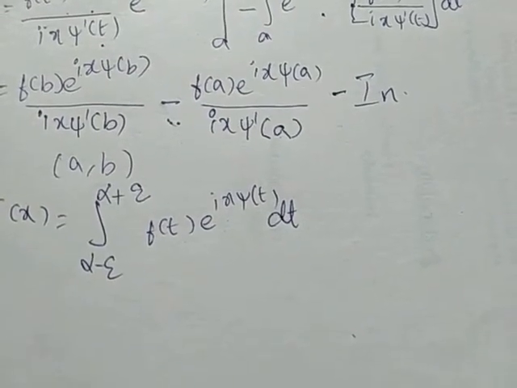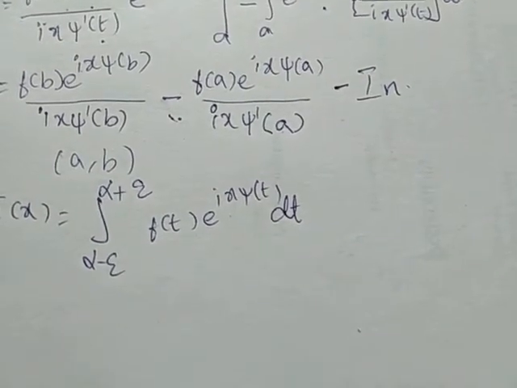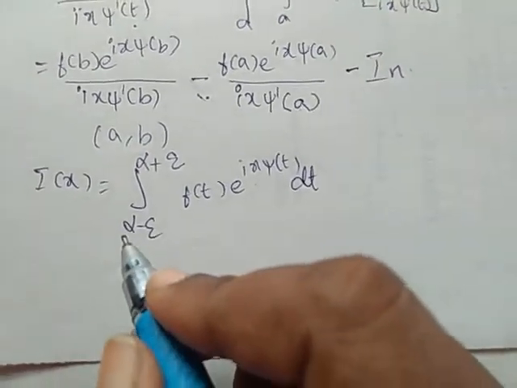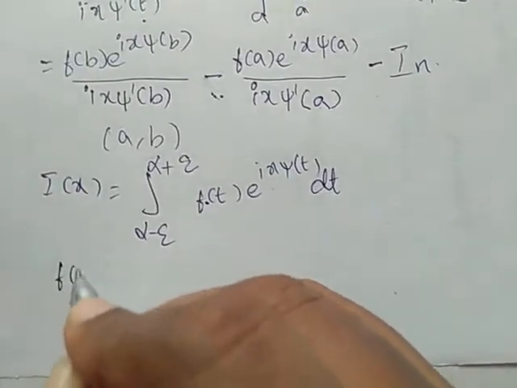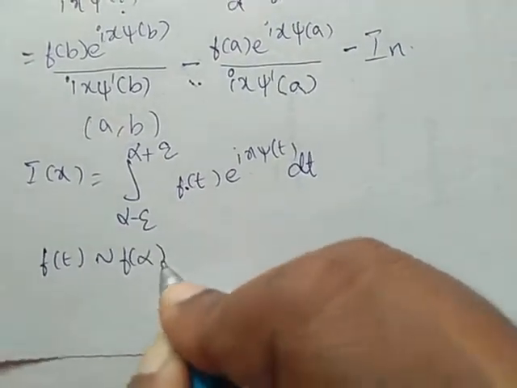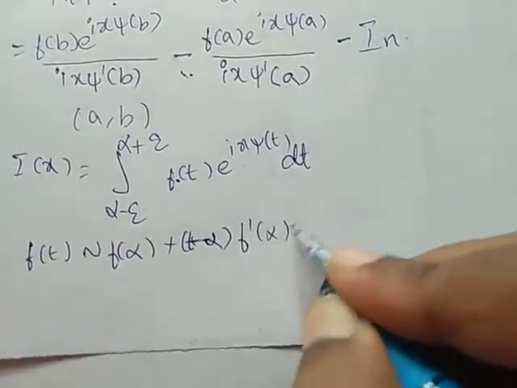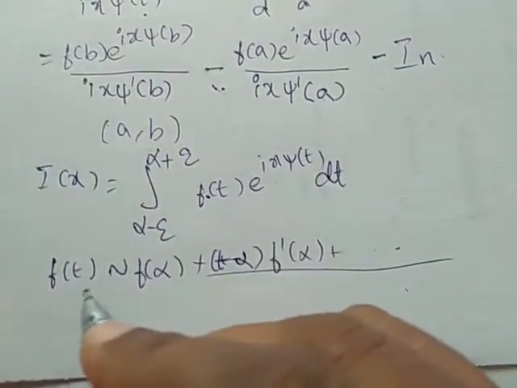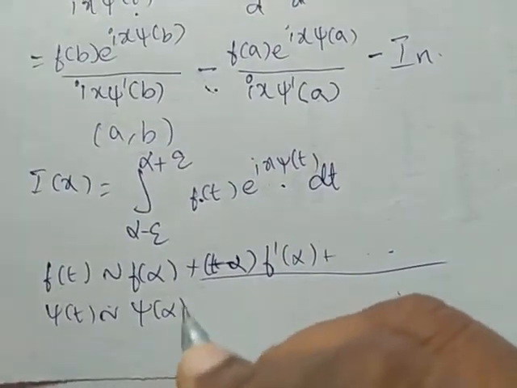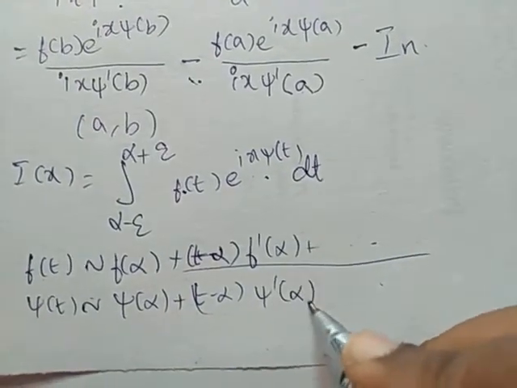In this case, our major contribution will be from the first term, or from the first and second terms. So using Taylor series, we can write f of t approximately equal to f of alpha plus t minus alpha into f dash of alpha, etc. We are neglecting higher order terms. Similarly, xi of t is approximately equal to xi of alpha plus t minus alpha into xi dash of alpha, etc.